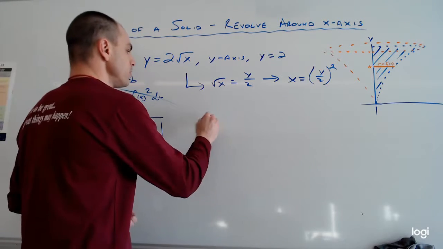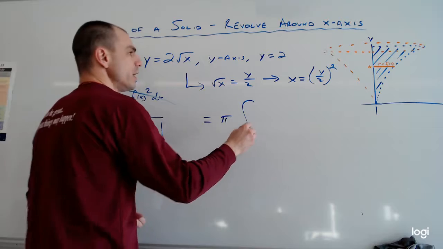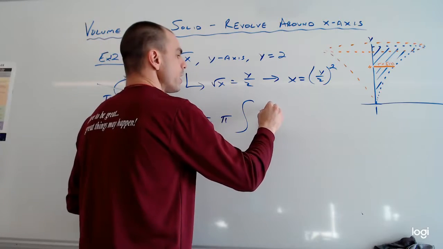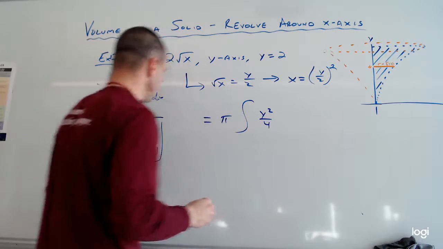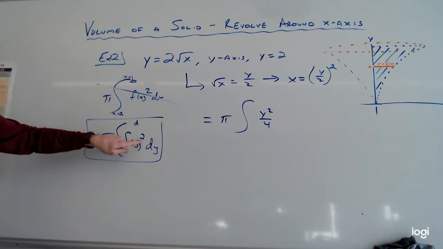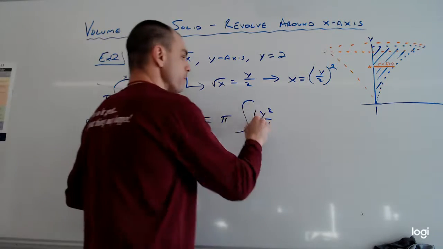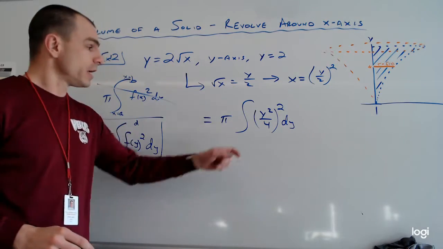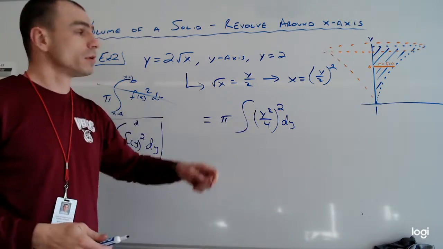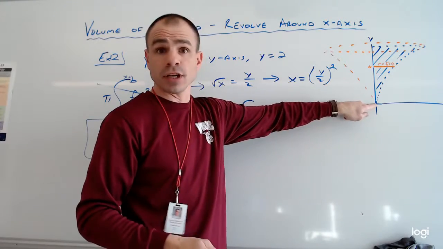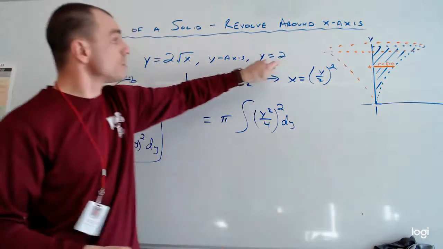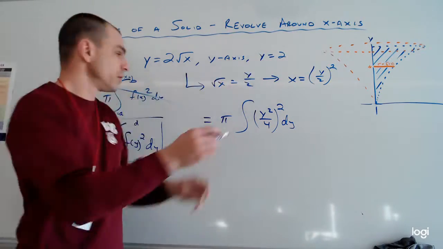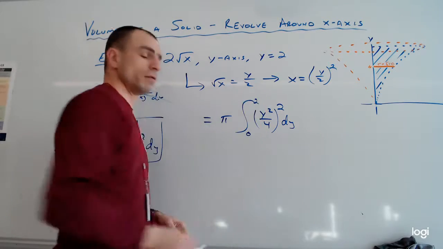So when we make our integral, pi is out front, and our integrand will be that y squared over 4. Now, this needs to be squared, so we're going to wrap that and square it. dy is our differential, and then it's a matter of what our bounds are. Well, we're starting at the origin, and we're ending up here, which is at the horizontal line y equals 2. So once again, our bounds will be from 0 to 2.